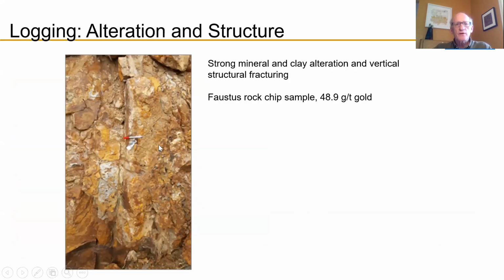Another example here, a very strongly altered rock, and you can see some vertical fracturing again, indicating a potential structure, as well as the alteration, which often occur together. This particular area actually ran close to 49 grams of gold in the Faustus area. So if you see this kind of rock in the drill core, we'll be looking at it very closely.